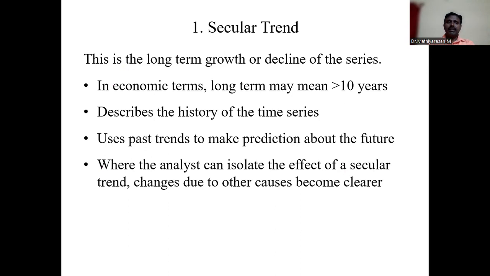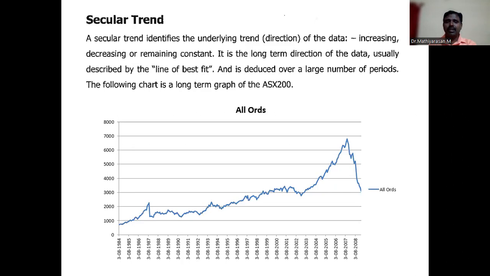The first one, secular trend. This is the long-term growth or decline of the series. In economic terms, long-term may mean greater than 10 years. It describes the history of the time series and uses past trends to make predictions about the future. Where the analyst can isolate the effect of a secular trend, changes due to other causes become clearer.